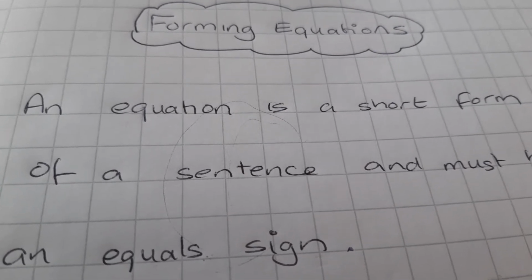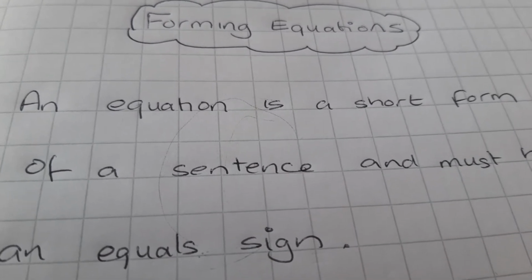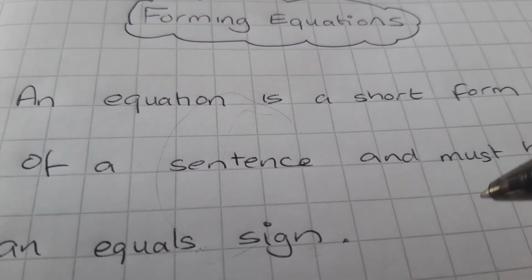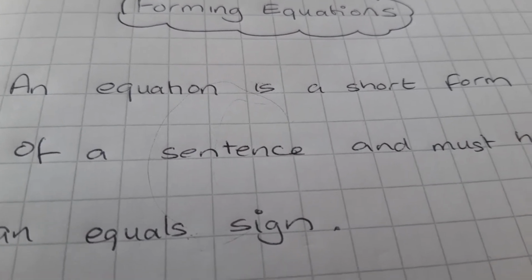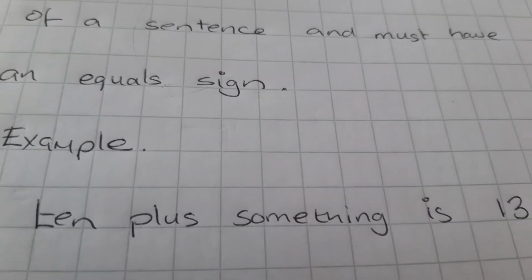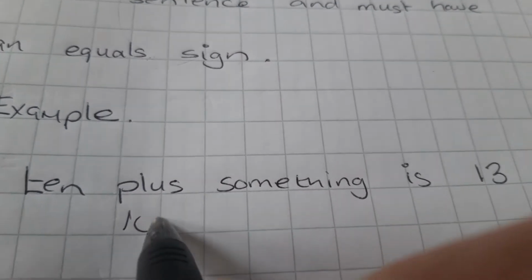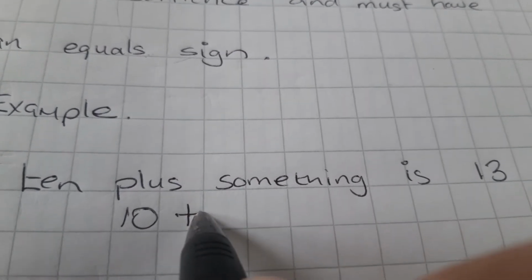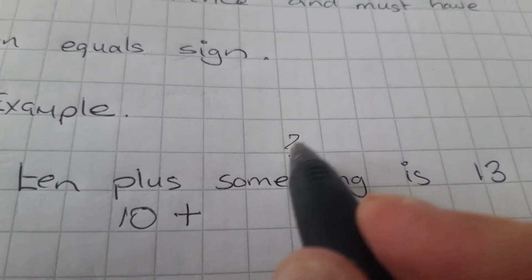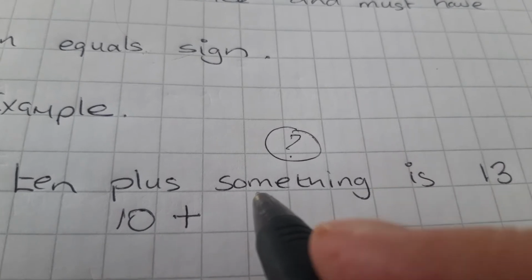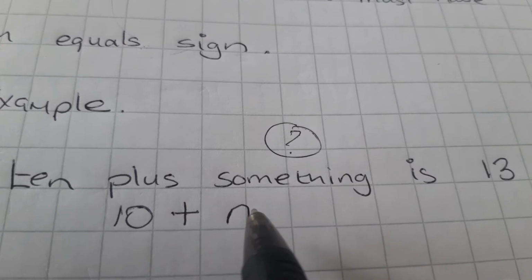And instead of words, you use symbols like plus or take away or multiply, divide. But after you've done that, you must have an equal sign. You must have equal to another number, okay? For example, if you had this sentence here, 10 plus something is 13. So we'll write 10, and instead of plus, we'll write the plus sign. For something, we might be tempted to write a question mark. But what we're going to start doing now is write n. And n stands for like a missing number.